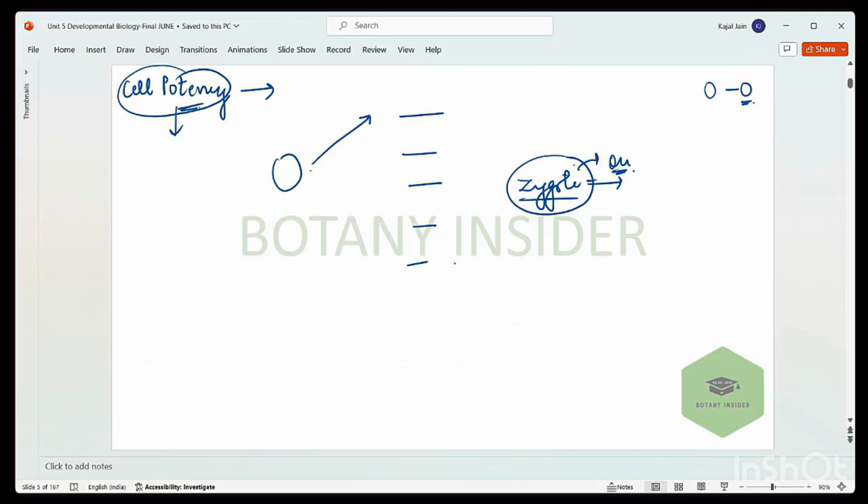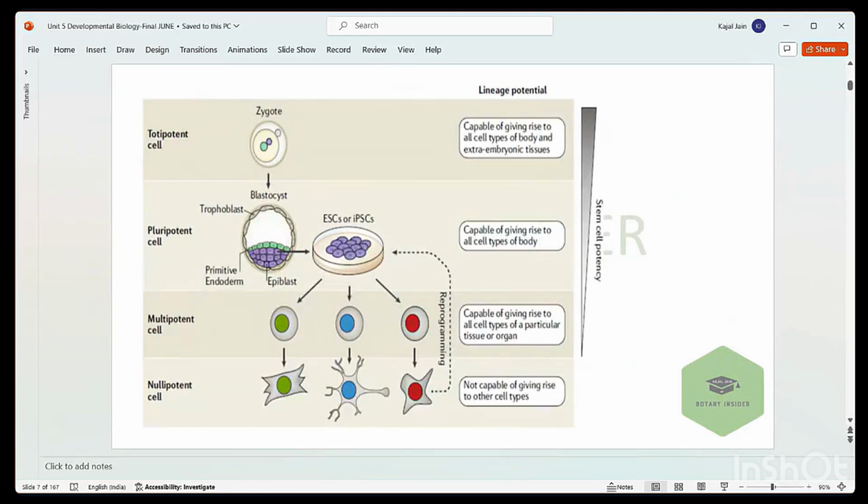Initially, you have a zygote, and this zygote will undergo a number of divisions. Now, when a cell is able to divide into all the cell types of the body, it can convert into all the cell types, right? Based on that, we call it a totipotent cell. We have four major types of cells: a totipotent cell, a pluripotent cell, a multipotent cell, and a nullipotent cell. In various books you will see different definitions for the same. For example, you might see the terminology unipotent or oligopotent. First understand these four, and then you will easily be able to correlate the other types as well.